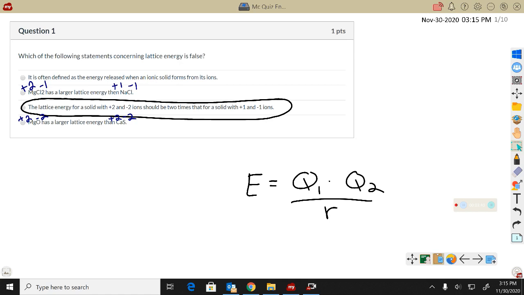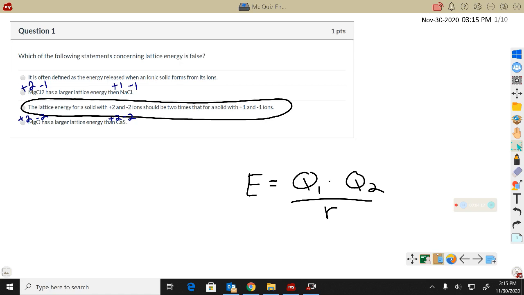If there's higher charges, that is automatically the winner. Number 2, if the charges are the same, then I think about radius. And I'm looking for smaller ions that can then pack closer together. Now this question is asking which is false, so it is the third statement. The lattice energy for a solid with a plus 2 minus 2 should be 2 times that of a solid that is plus 1 minus 1.